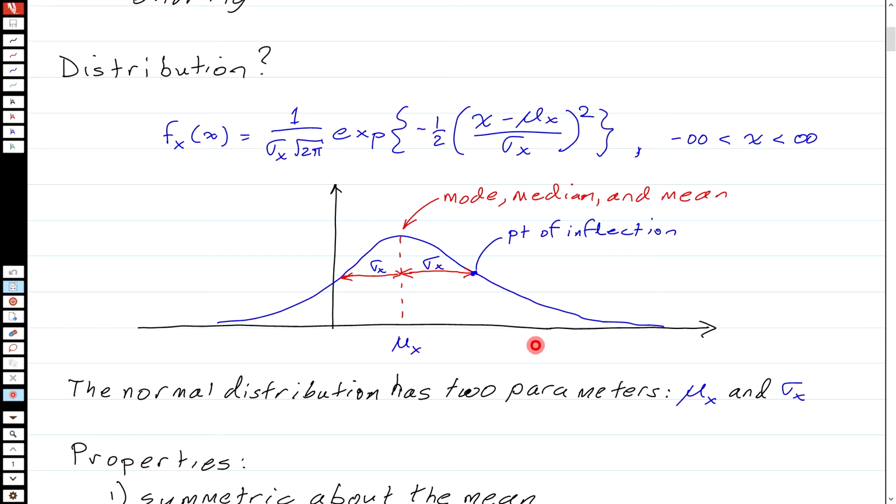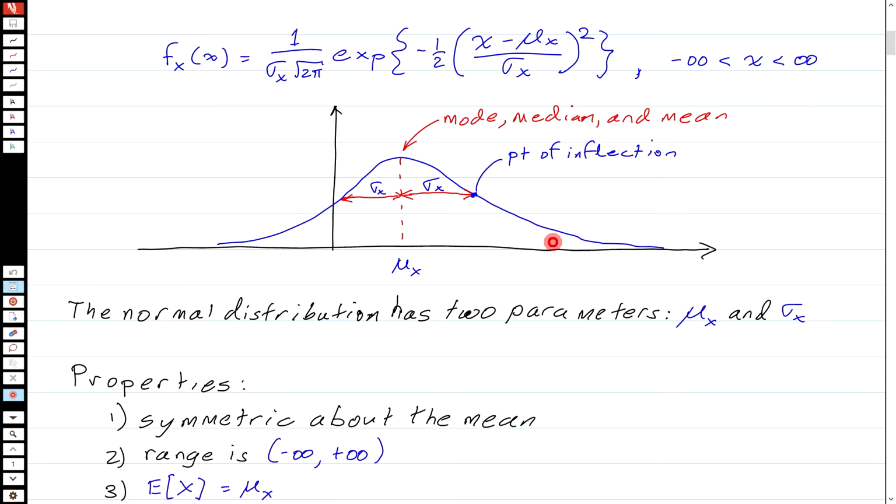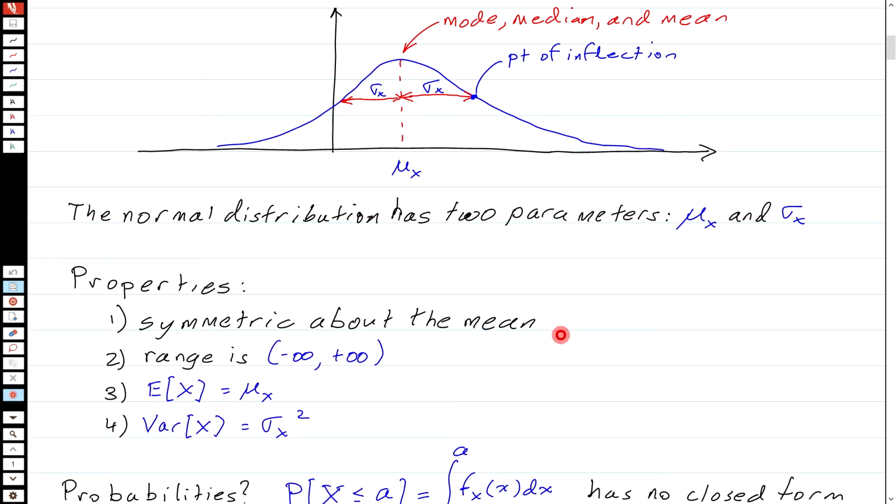Okay, so if we're told that a random variable has a normal distribution, then we just basically need to know two parameters. One is the mean and the other is the standard deviation. If we know those two parameters, we know everything there is to know about this distribution. I mentioned some of the properties. It's symmetric about the mean. The range is from minus infinity to plus infinity. The mean is the balance point, mu of x, and the variance is sigma x squared. So the standard deviation is sigma x.